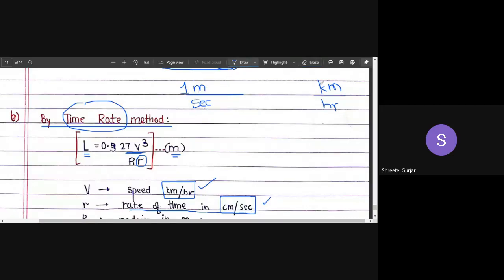How do you convert meter to kilometer? Meter to kilometer, do you have to multiply by 1000 or divide by 1000? Multiply with 10 raised to minus 3. Correct. 1000 meters is equal to 1 kilometer. So to convert meter to kilometer, you have to divide by 1000, or multiply it by 10 power minus 3.